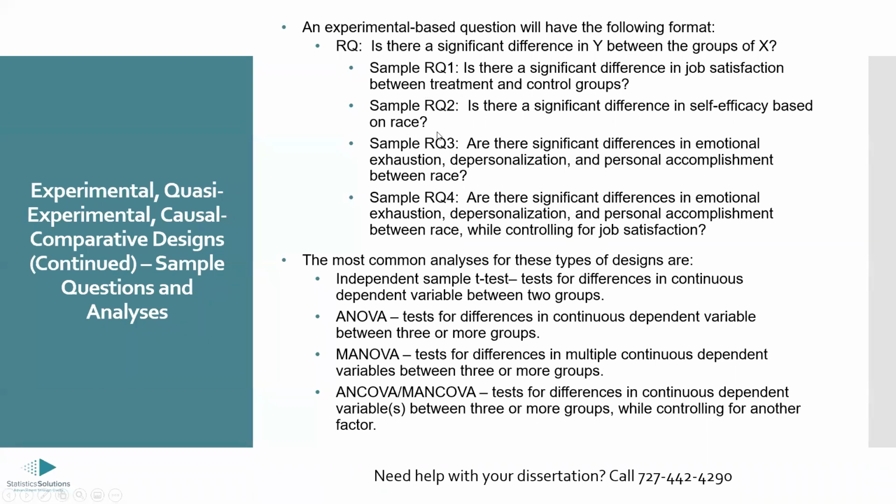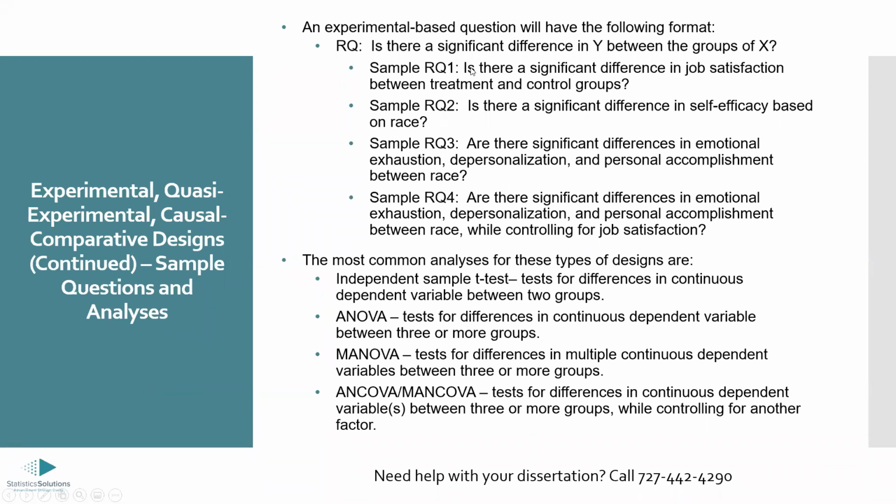Each of these research questions ties to a specific analysis. As soon as I read these questions, there is a specific approach that can be used to address them. What you have to do is look at the level of measurement of your variables and how many variables you have. For the first example here, sample question 1, let's pinpoint what we have. We have one dependent variable of job satisfaction, and we have 2 independent groups, treatment and control.